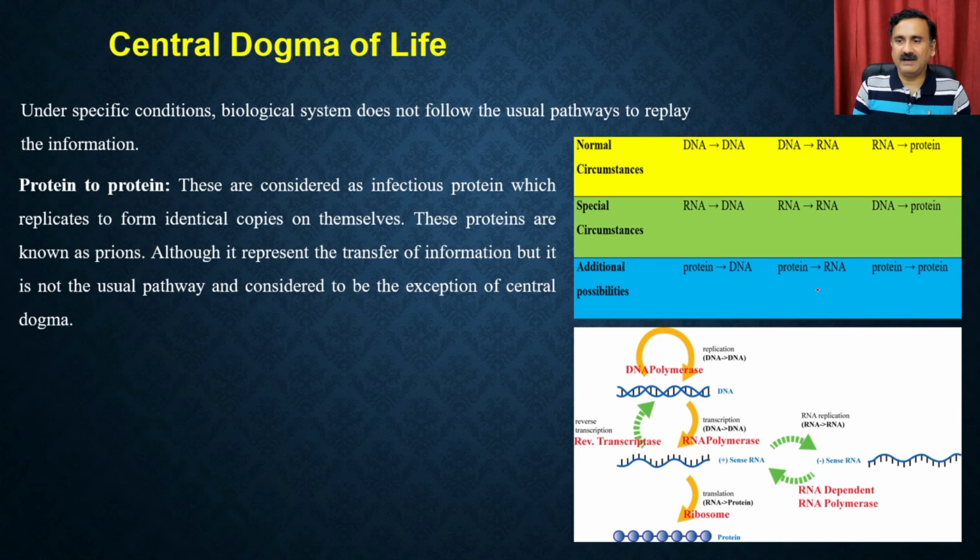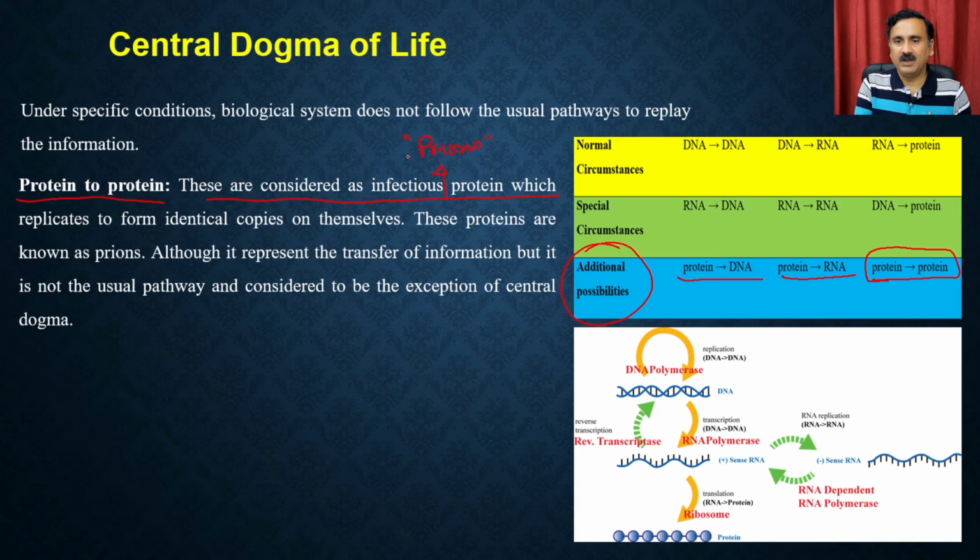Then we also have another example where we can have additional possibilities. There we have an additional possibility like the protein giving rise to DNA, or protein giving rise to RNA, or protein giving rise to protein without going through the normal circumstances of the central dogma of life. So we have a protein to protein. These are considered as the infectious protein. They are also called the prions.